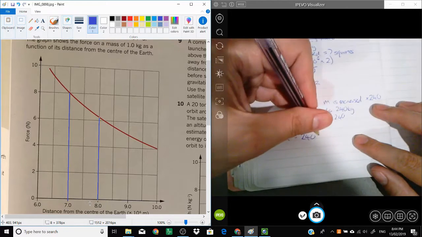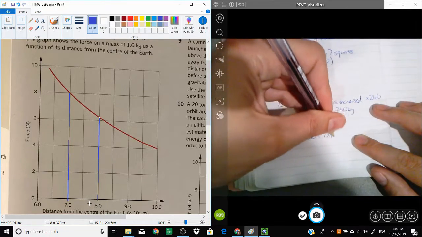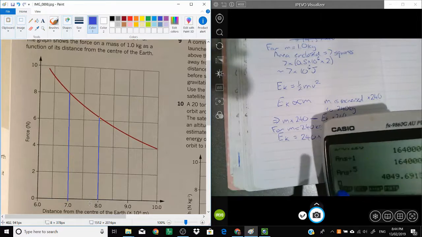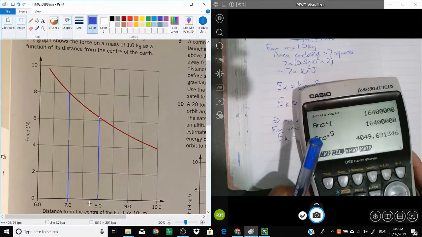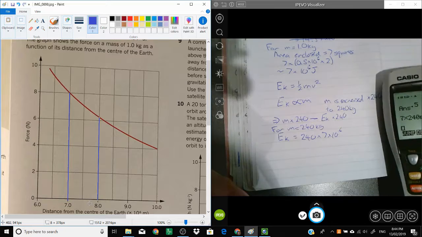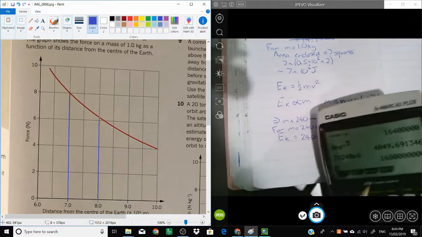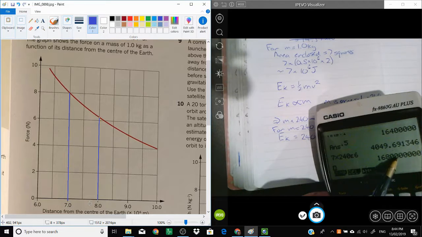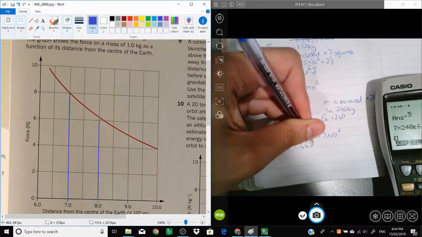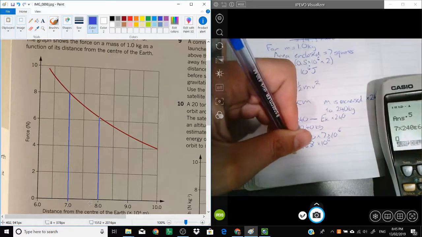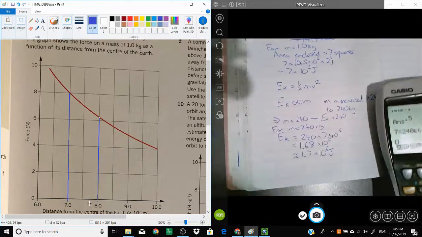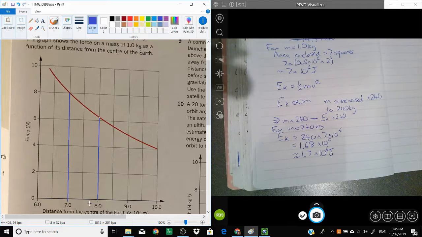So 240 times by 7 times 10 to the 6. And let's calculate that out. Okay. So 7 times 240 is 1680. Okay. All right. And that's a lot of zeros. Okay, so that's 3, 6, 9. 1.68 times 10 to the 9. And because you can only work in significant figures for this, I'll say 1.7 times 10 to the 9 joules. Hopefully I'm not too far off. Okay.